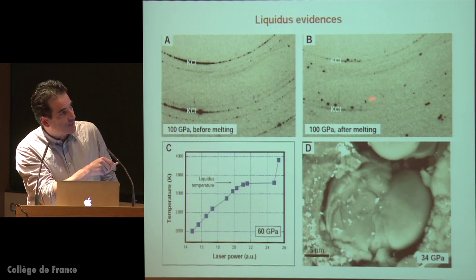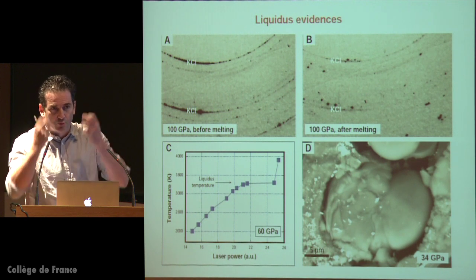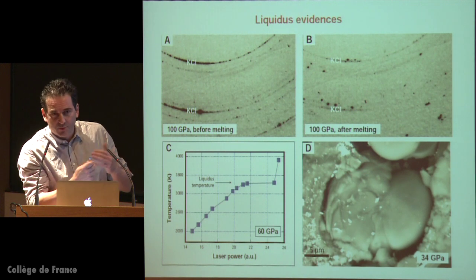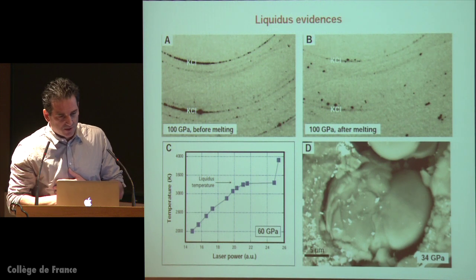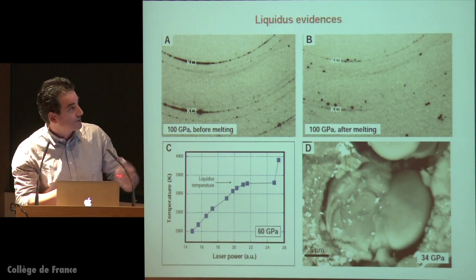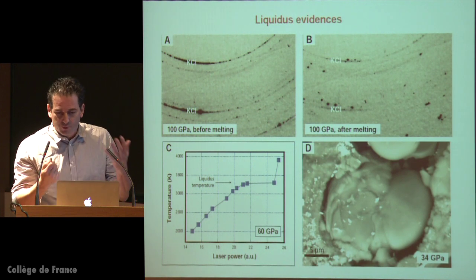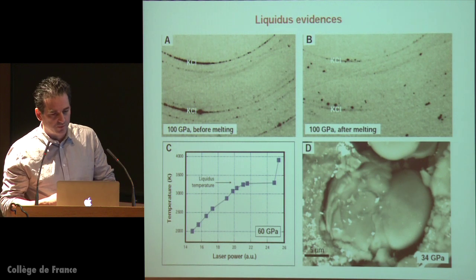One is the reappearance of peaks of sample after you quench. So you basically have, this is KCl pressure medium in this case, you have the diffraction peaks of the perovskites, which will grow with temperature and which are there. And when it's melted, there are no more peaks. And when you quench, you see new appearance of peaks. So it means you've been through the melting.